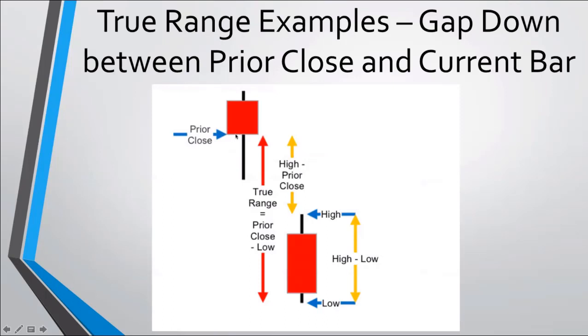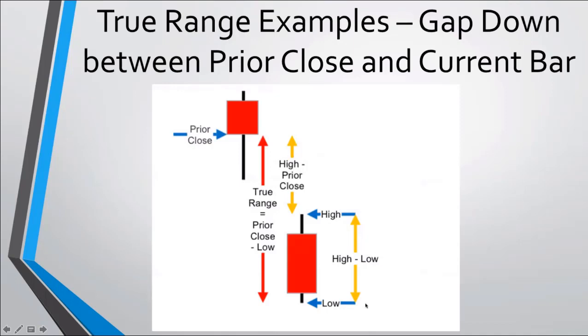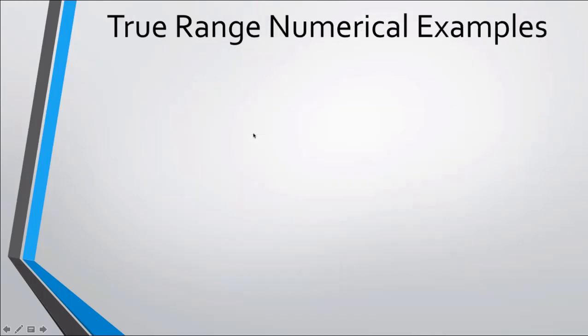Here we have a gap down. So the prior close is all the way up here on this bar. The next bar's open is down here. So we have a gap involved. If we were just looking at the range, we'd still be looking at the high and low of the second bar. However, we're looking at the true range that has to take into account the gap.